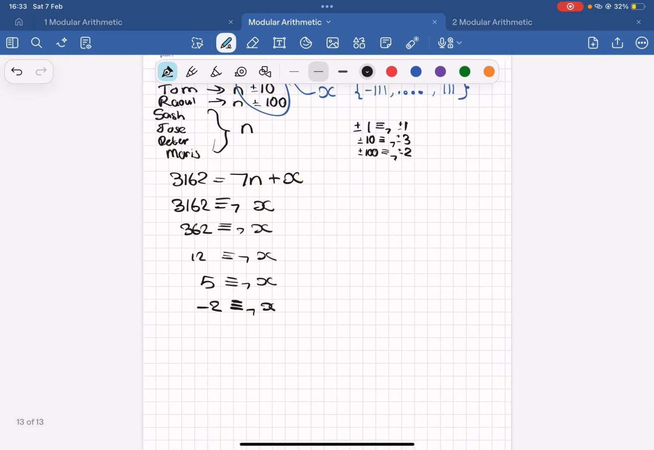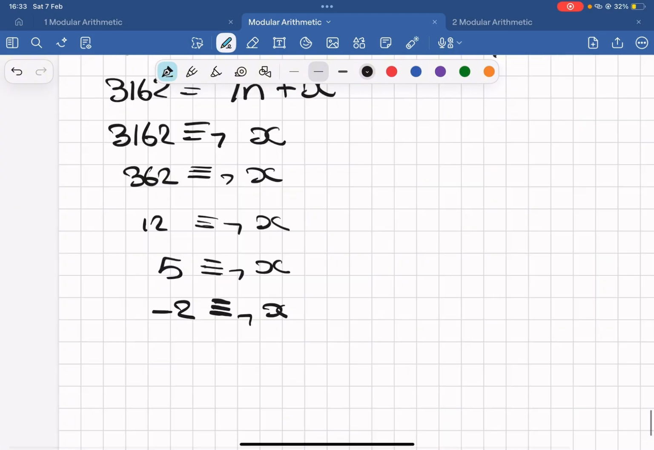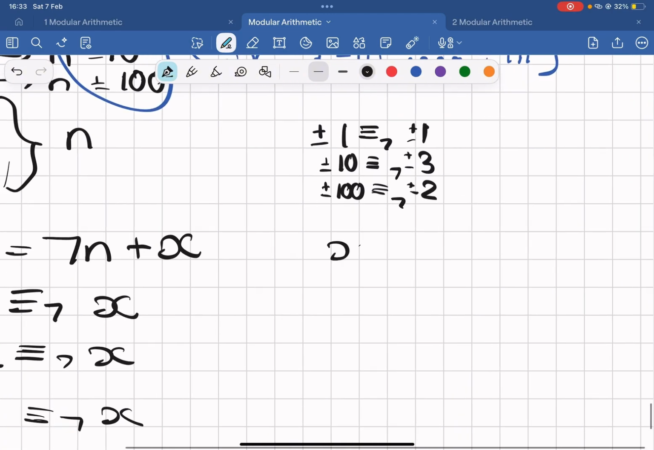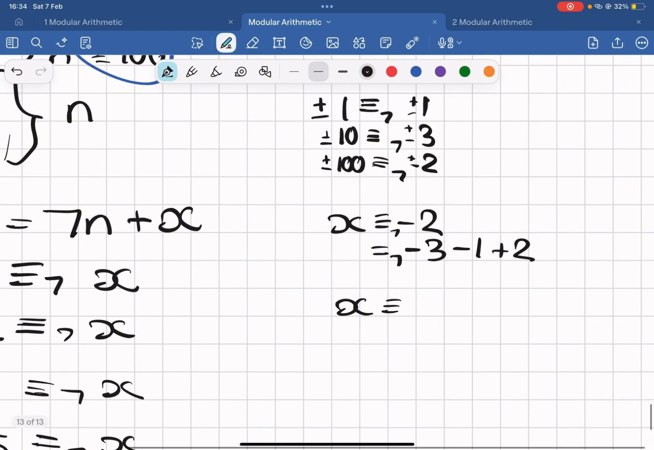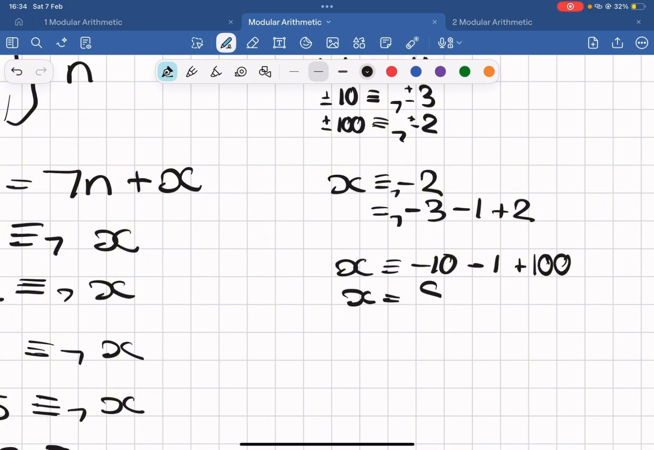Well, we can choose either 5 or minus 2 because in mod 7 they mean the same thing. So let's say x equals minus 2. Now we need to find how we make minus 2 using these numbers. Well, the only way I can see is minus 3, minus 1, plus 2 mod 7. So if we come back out of the mod world, minus 3 comes from minus 10. Minus 1 comes from minus 1. Positive 2 comes from 100. So x equals 89.